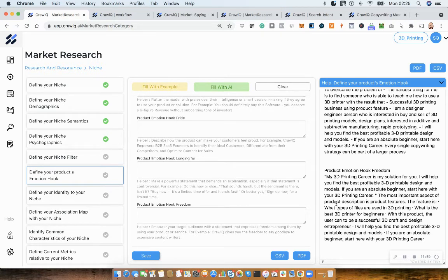The most important aspect of product description is product feature. The feature is what types of files are used in 3D printing. What is the best 3D printer for beginners? What is this product? The user can be a successful 3D craft and design entrepreneur. So I think the emotional hook for freedom here is the best software, the best profitable 3D printable and design model that can help our Chris to kickstart his career in this industry, right?